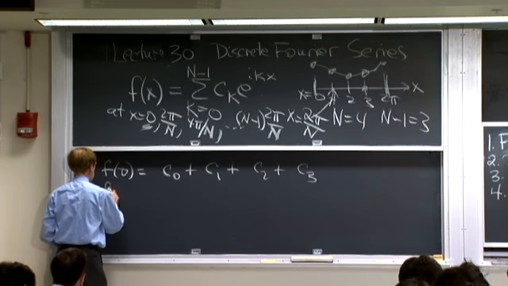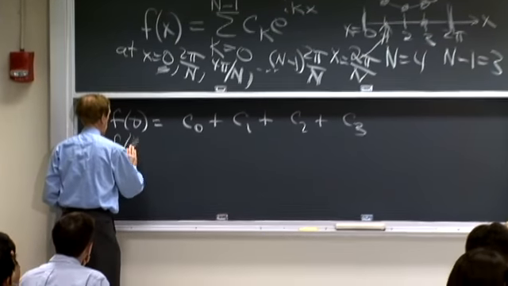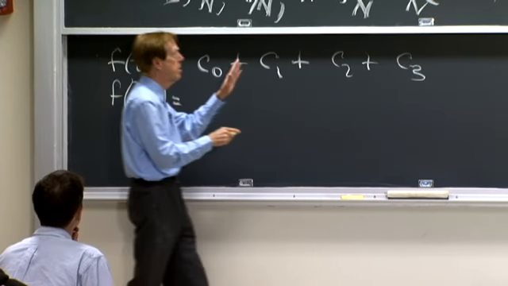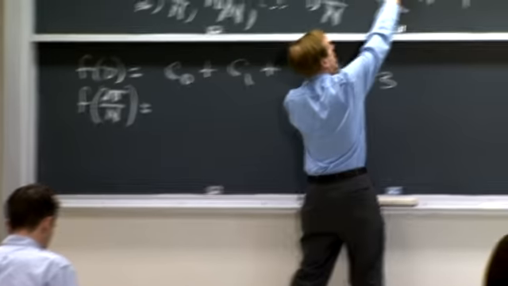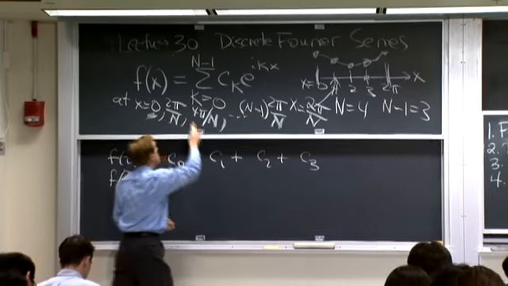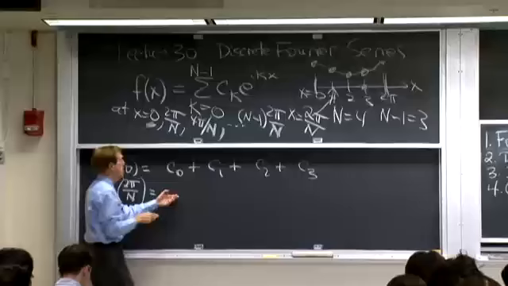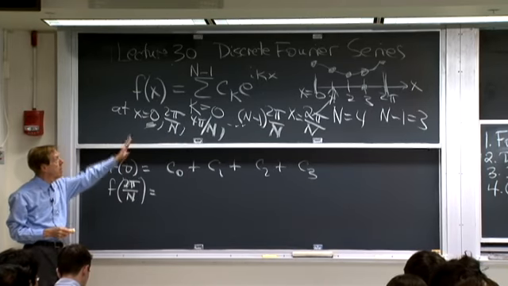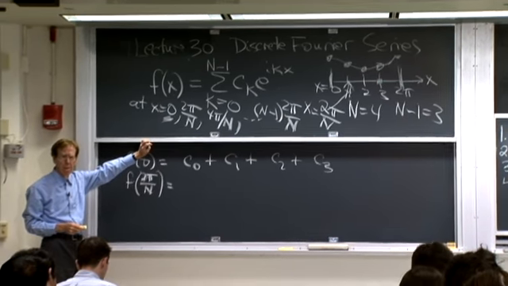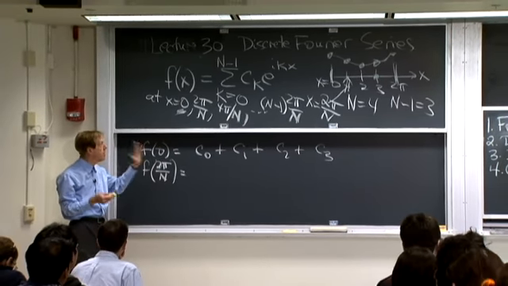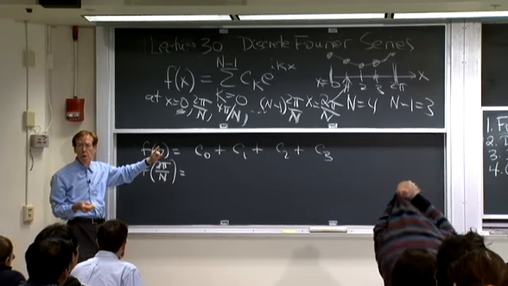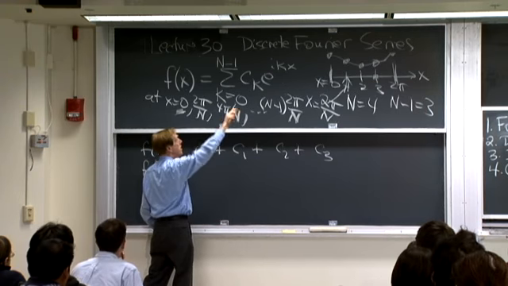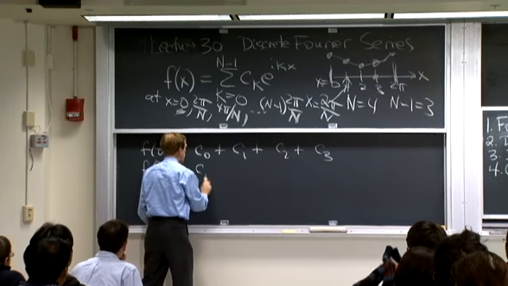Now, at the next x, 2 pi over n, now I'm matching the series with a function at that value there, 2 pi over n. So now I have k equals 0. So what does k equals 0 give me? When k is 0, what's my term look like? It's just C0 times 1, because if k is 0, e to the whatever is again 1. So this is just C0.